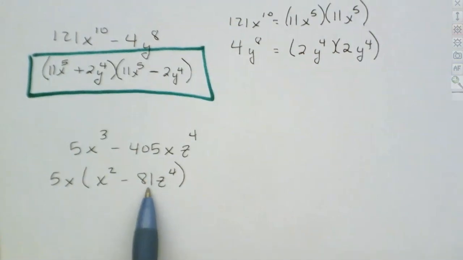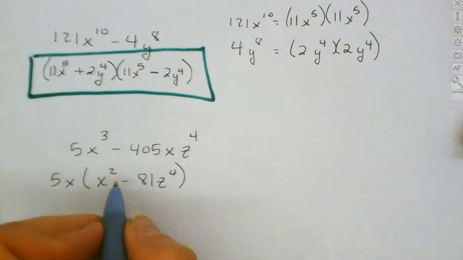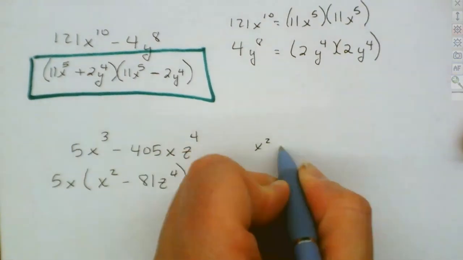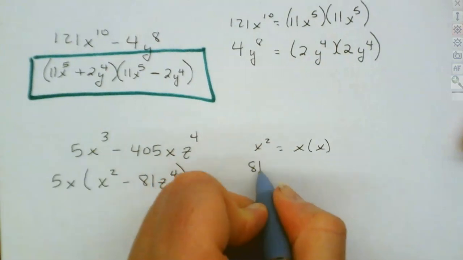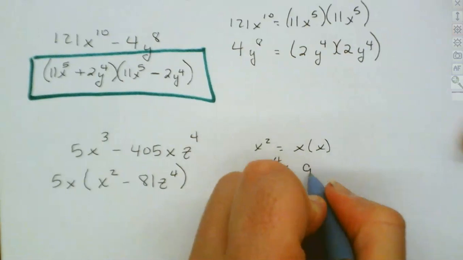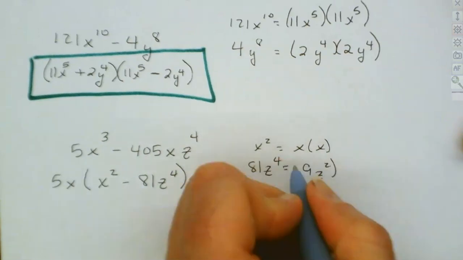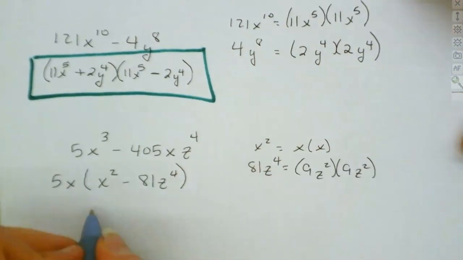So differences of squares are very easy to do. 81 is a perfect square. We know that x squared is x and x, right? And we know 81 z to the 4th is going to be 9z squared and 9z squared. We'll put these together.